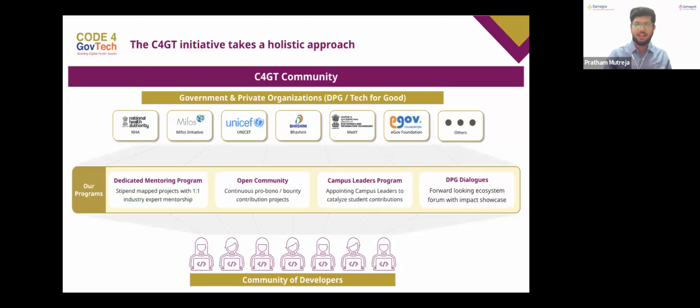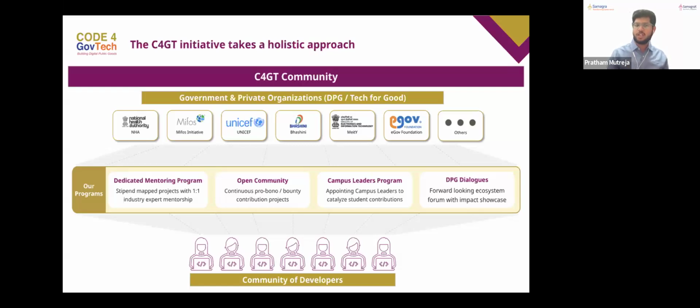As you can see here, there is a layer of the DPGs and Tech for Good organizations, and then there is a layer of community of developers. In between, C4GT with our initiatives is trying to bridge the gap. The organizations require contributors and developer support, while the community of developers requires opportunities to work on real life problems.